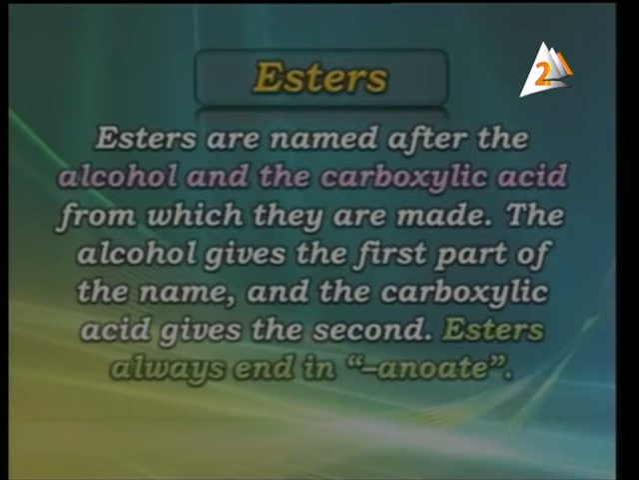Esters always end with anoate. Anoate, it means this part of the ester here. So we have alcohol and carboxylic acid, they react with each other forming the ester. We have methyl ethanoate, propyl ethanoate, methyl methanoate, and so on. So this is the name of the ester that comes out from the carboxylic acid and the alcohol at the same time. Alcohol is first and the carboxylic acid is second.